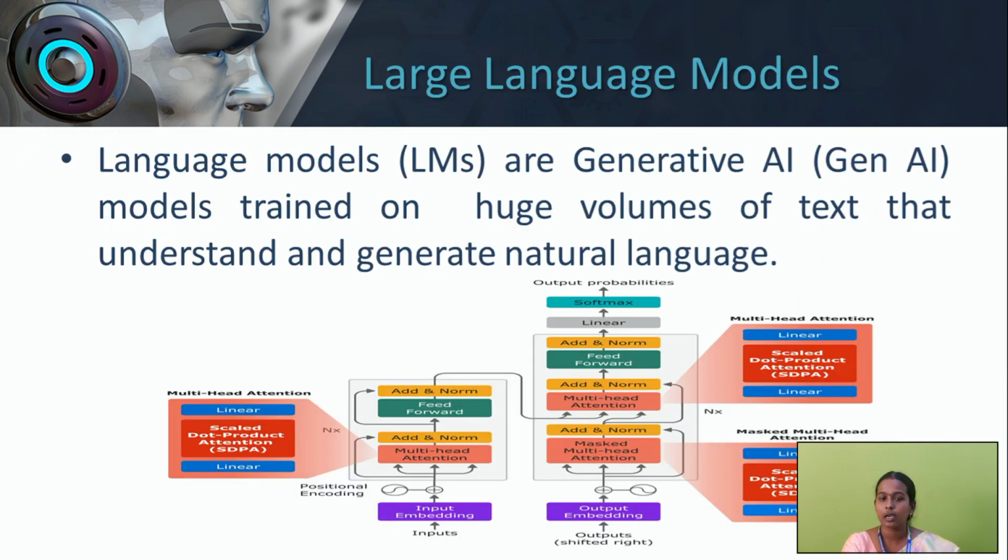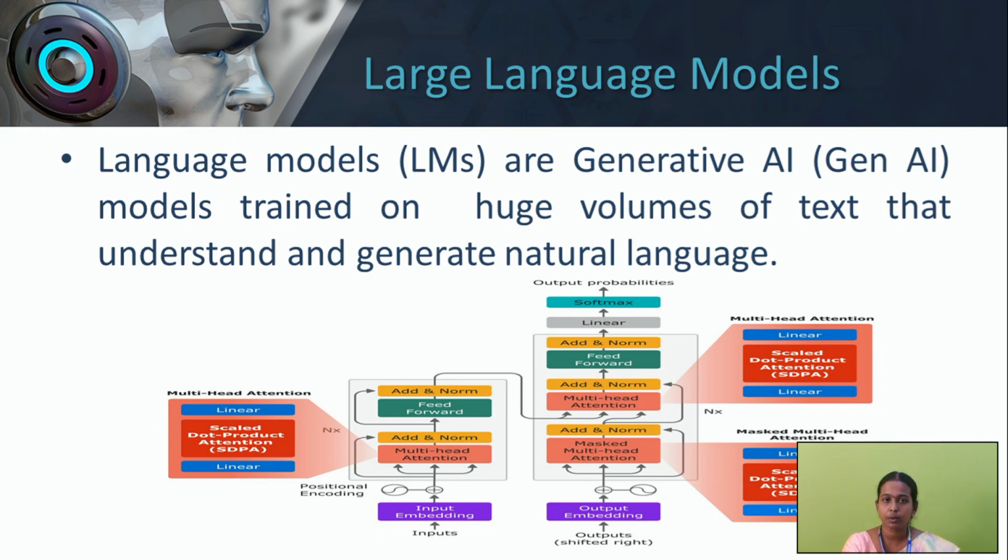Next comes the large language model. Large language models are nothing but generative AI models which are pre-trained with n number of question sets. For example, let me ask a question to ChatGPT. In what way does it have to respond? It is trained earlier with a similar set of questions by the trainer. It is trained on huge volumes of text so that it can understand natural language.